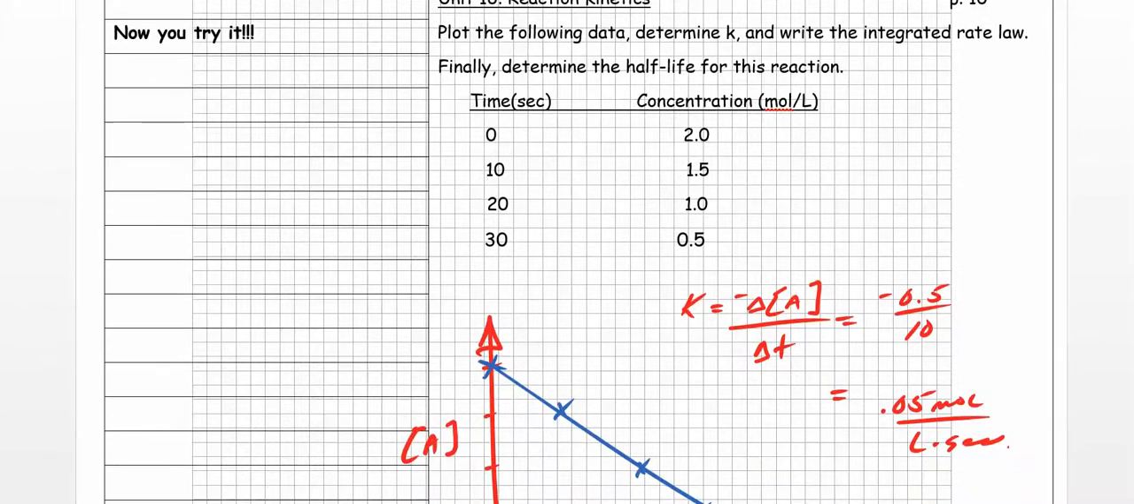We know the time is changing. It's 10-second intervals: 0, 10, 20, 30. Concentrations are going down: 2.0, 1.5, 1.0, and 0.5.